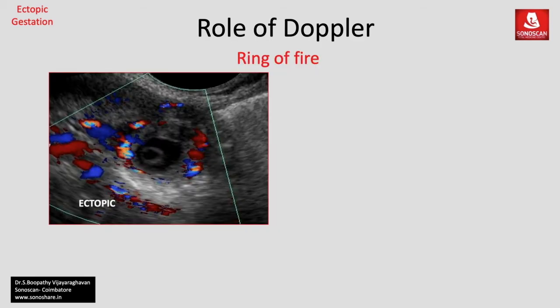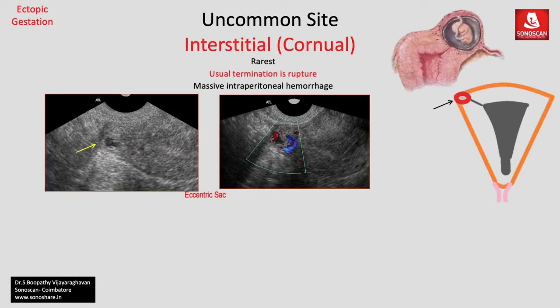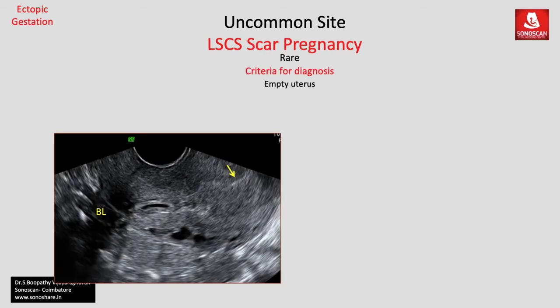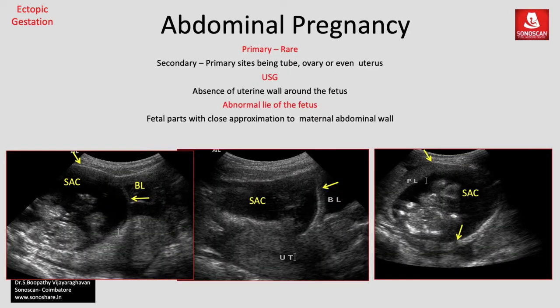But the same appearance of a gestation sac in one of the cornua of the uterus, and there will be myometrium separating it. The uterus is empty, the endometrium is normal, the cervical canal is empty, and you see a sac in the anterior part, because there is no myometrium in between. So these are the signs of abdominal pregnancy.